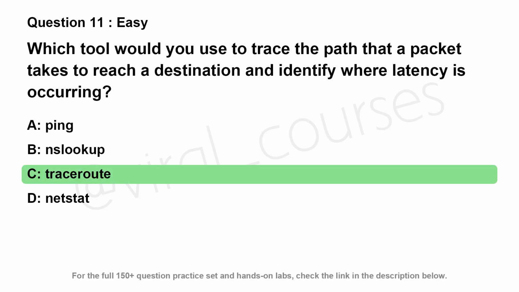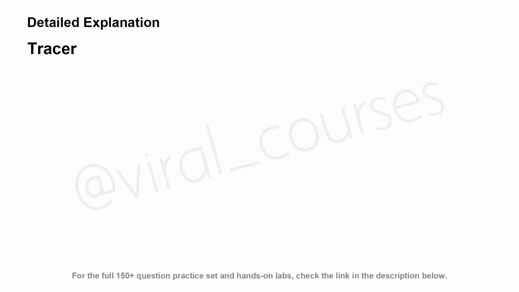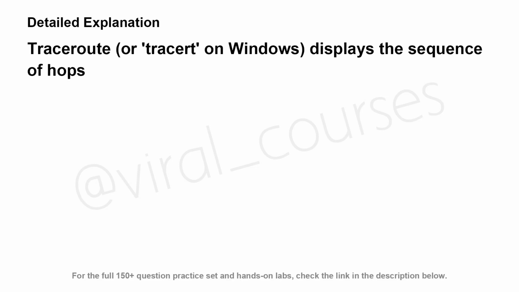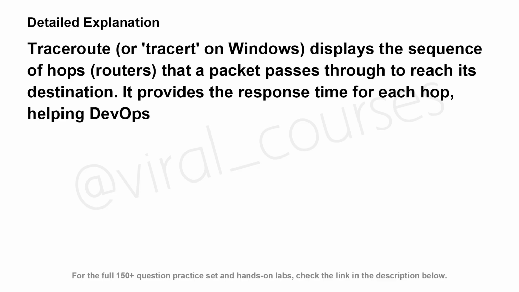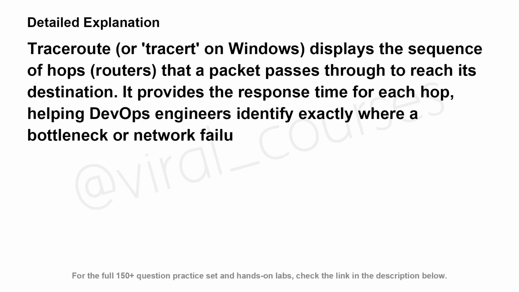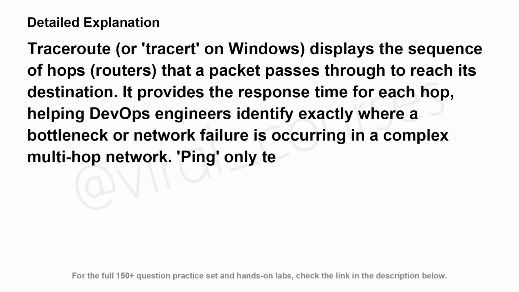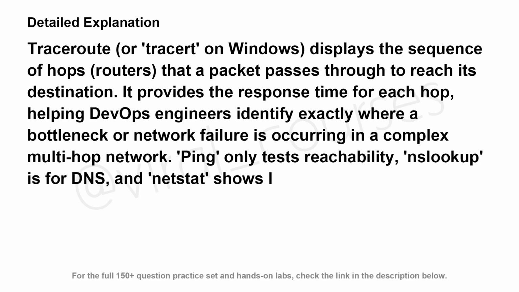The correct answer is C. Traceroute, or Tracert on Windows, displays the sequence of hops, routers, that a packet passes through to reach its destination. It provides the response time for each hop, helping DevOps engineers identify exactly where a bottleneck or network failure is occurring in a complex multi-hop network. Ping only tests reachability. NSLookup is for DNS, and Netstat shows local network connections.